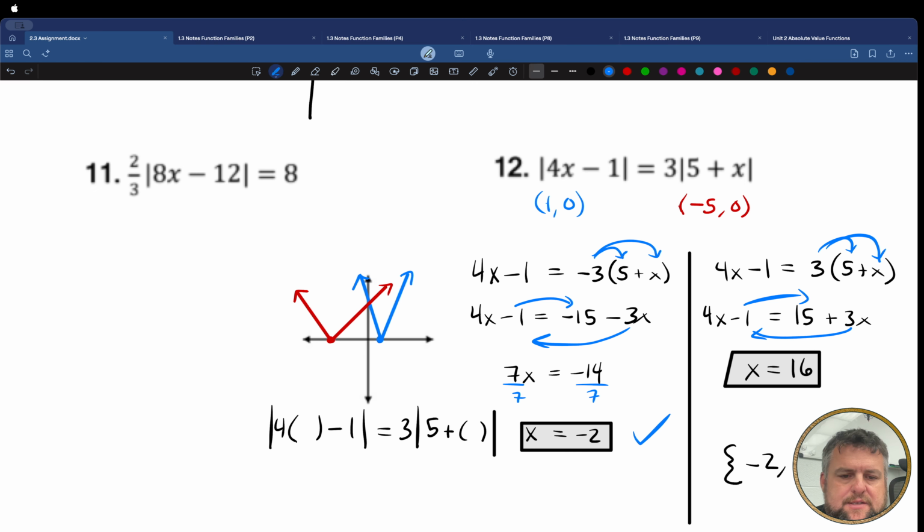Okay, then we test 16. Okay, left side, 4 times 16, that is 64. 64 minus 1, that is 63. The absolute value of 63 is 63. Right hand side, 5 plus 16, that's 21. Absolute value of 21 is 21. And we multiply by 3, we get 63. So 16 is also a good solution.